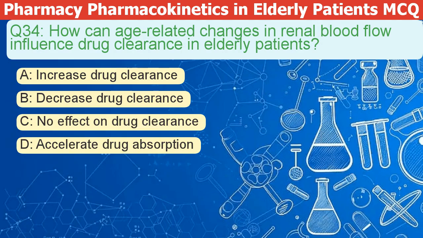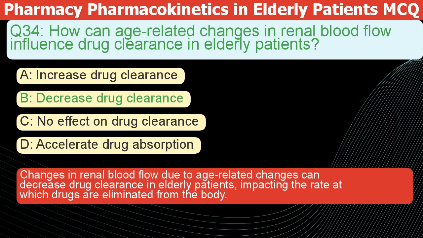How can age-related changes in renal blood flow influence drug clearance in elderly patients? A. Increase drug clearance. B. Decrease drug clearance. C. No effect on drug clearance. D. Accelerate drug absorption. The correct answer is B.